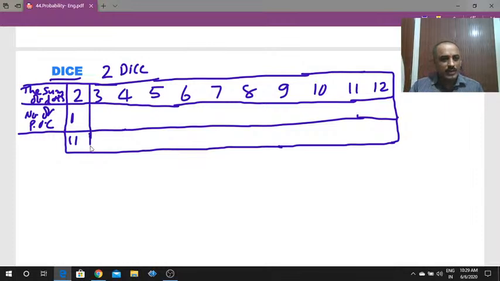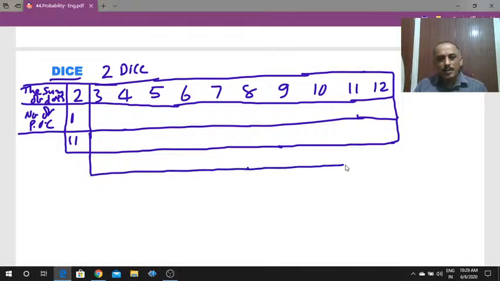Now, if the sum of dots is 3, then how many possible outcomes are there? Tell me. 2 possible outcomes are there. What are they? In the first die 1 dot, second die 2 dots. Or first die 2 dots, second die 1 dot. So if a person throws 2 dice and the sum of dots is 3, we have only 2 possible outcomes.